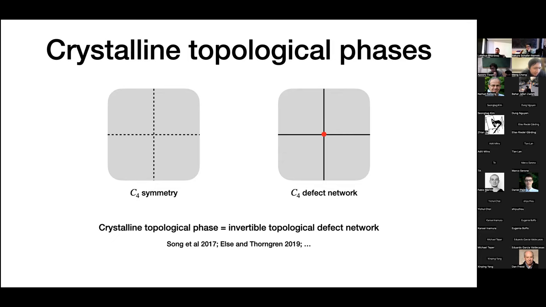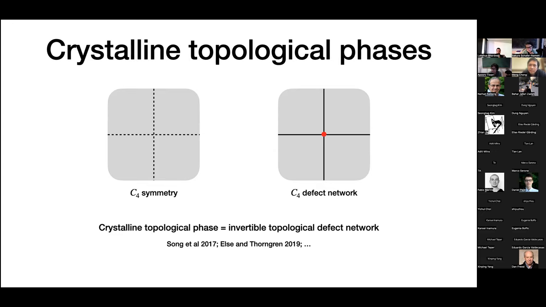Basically, but maybe let me restate what was just said. You start from some gapped state with C4 symmetry, and I can use adiabatic evolution to deform it into some reference state. But on top of the reference state, we have to create some defects by doing what you just said. So this is what I mean by a defect network.